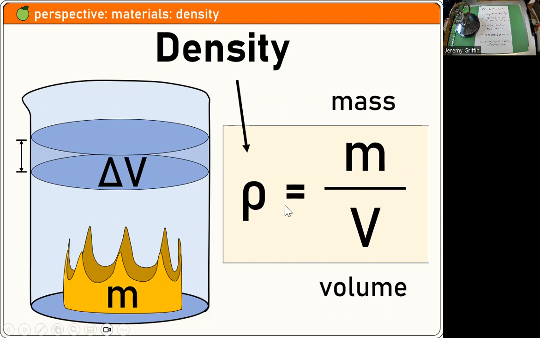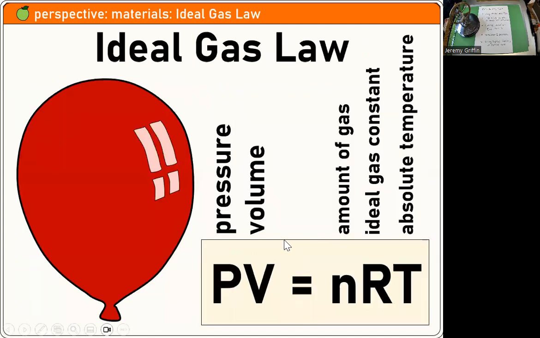Now you have the mass. Take the ratio, you have the density. Now you can compare that to the density of, for example, iron, which is a known value. You can kind of know that.